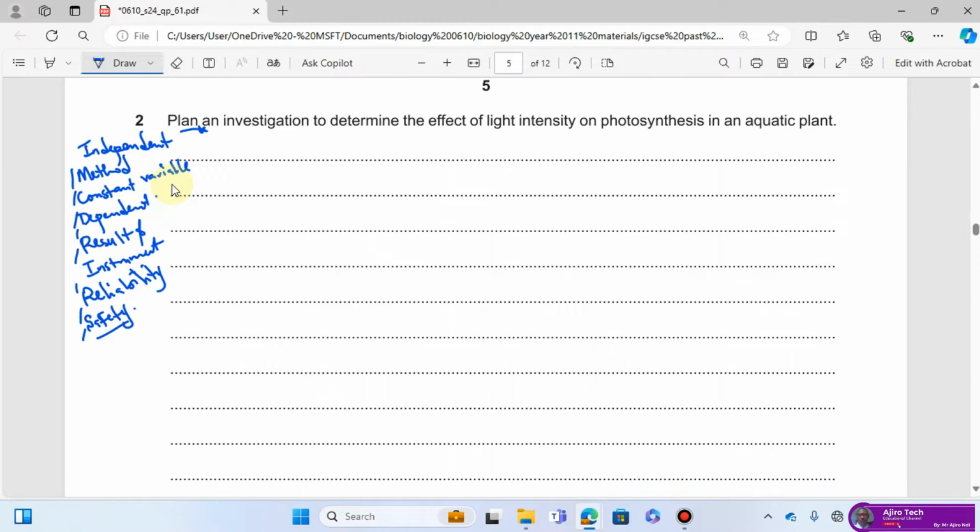This one says plan an investigation to determine the effect of light intensity on photosynthesis in an aquatic plant. So from here we know that what we are going to manipulate or change in the experiment is the light intensity. So that becomes the independent variable. What we'll measure as the dependent variable is how photosynthesis takes place, perhaps the number of bubbles given off per minute. Of course, we'll now set up the experiment. So let's start the investigation, starting with the independent variable.